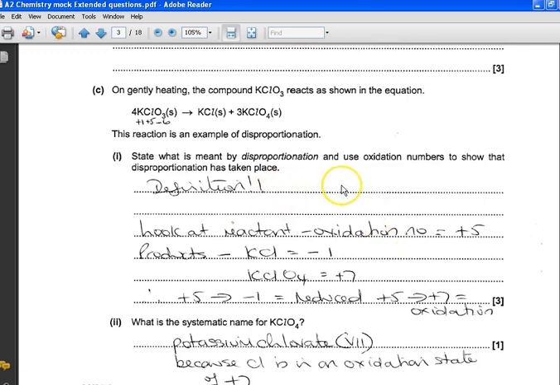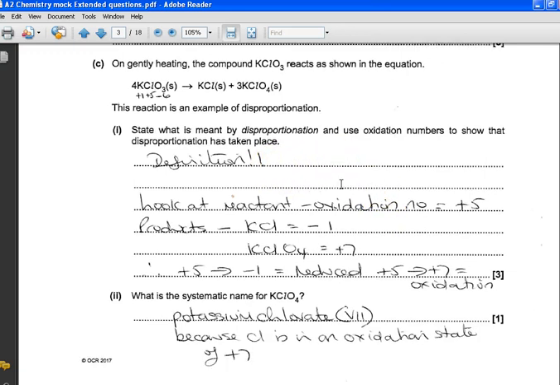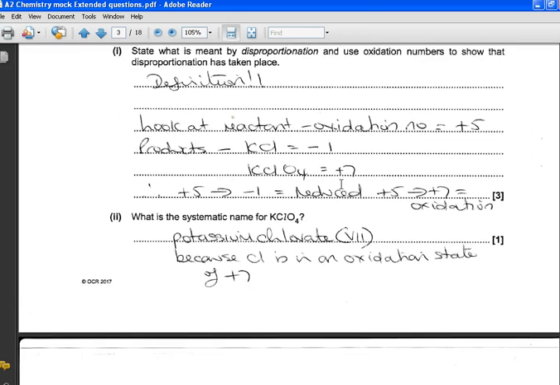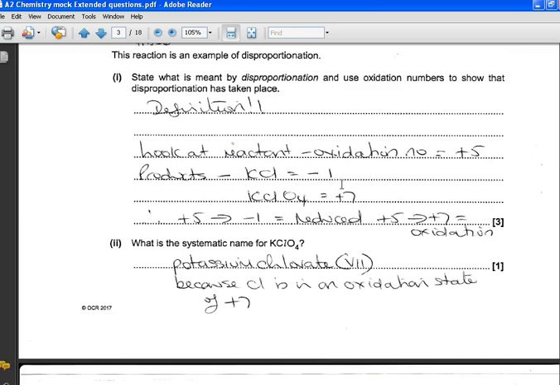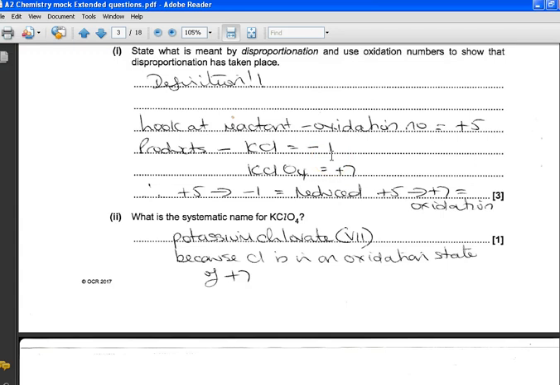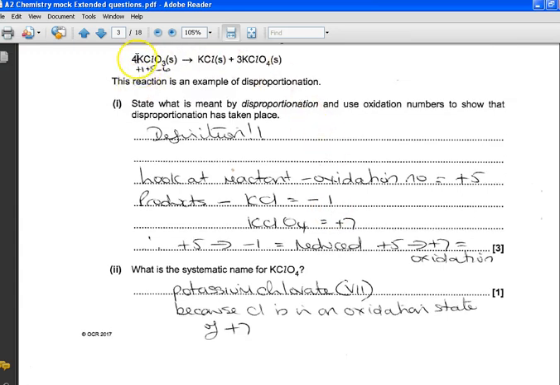Okay, so definition of disproportionation, you have to know it. It's obviously the fact that an element is both oxidised and reduced in the same reaction. And then you're asked to use oxidation numbers to show that disproportionation has taken place. So you're given the equation up here. You should know these, be able to work out these oxidation states. We've got 3 times minus 2, we've got plus 1, so our chlorine in this case is plus 5. So whatever happens, it's going to be plus 5 to something, isn't it?